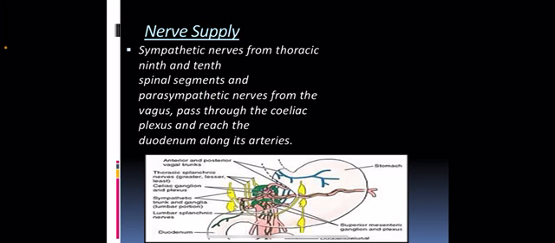Nerve supply. Sympathetic nerves from thoracic 9th and 10th spinal segments and parasympathetic nerves from the vagus pass through the celiac plexus and reach the duodenum along its arteries.